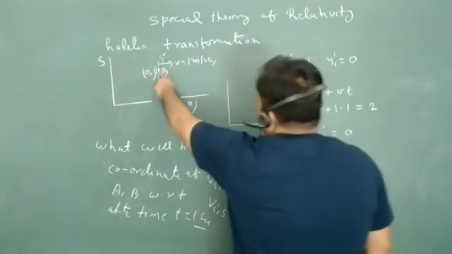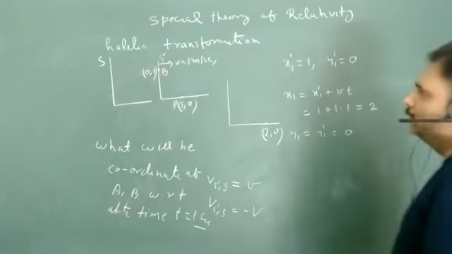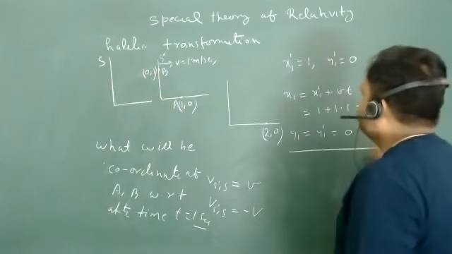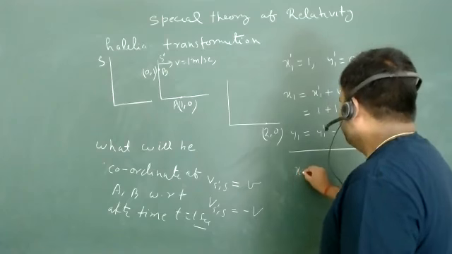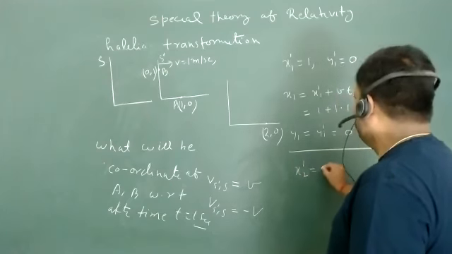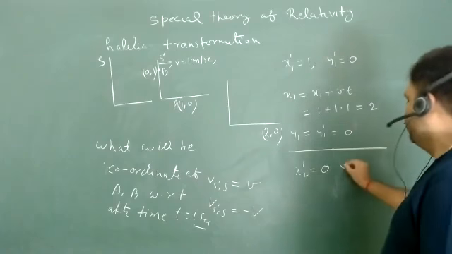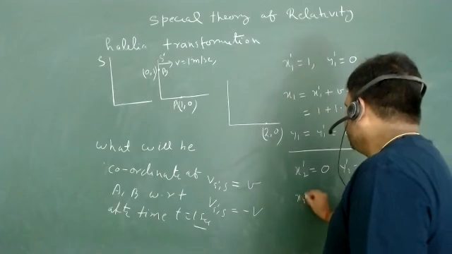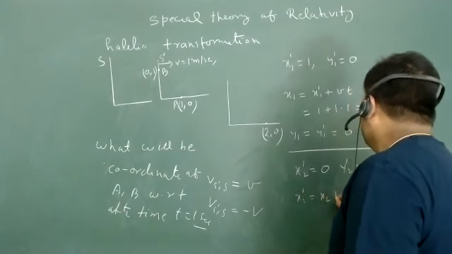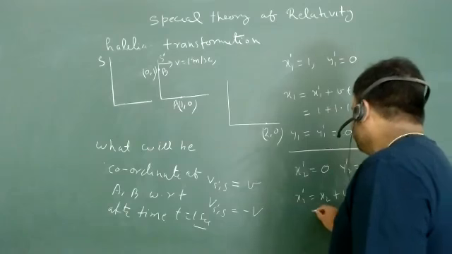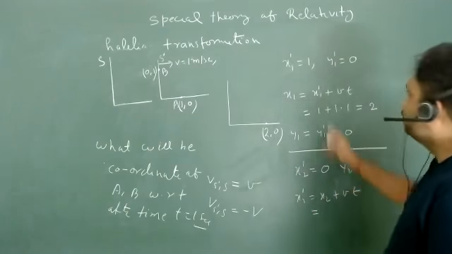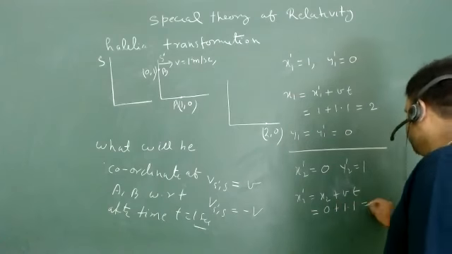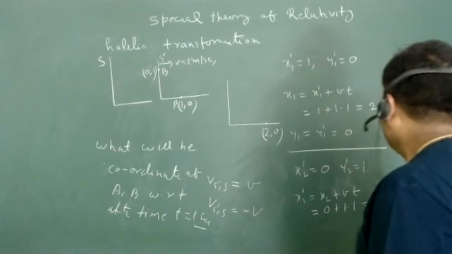Now let's try to go for this particular point. So what will happen to this particular point? x2 dash is equal to 0 and y2 dash is equal to 1. So what will happen? x2 is equal to x2 dash plus vt, and that will be, what is x2 dash? 0 plus 1 into 1, that will be 1 unit. And what about y2?